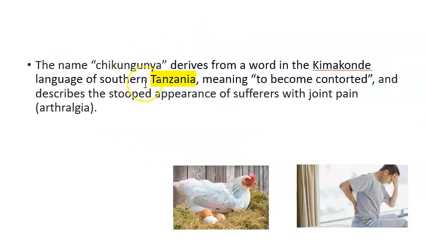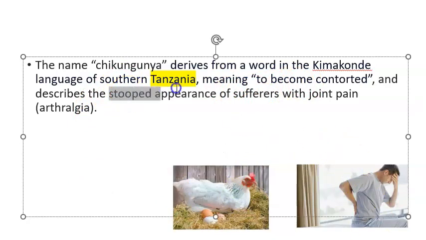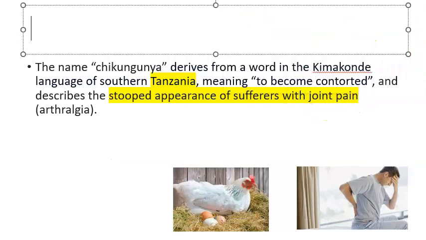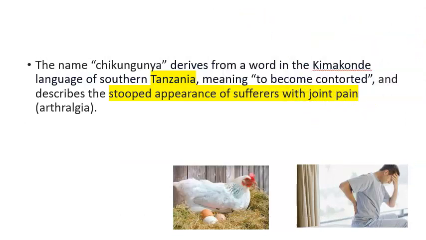So why did this name come, chikungunya? Chikungunya name is from Tanzania itself, from where this virus was first identified. So basically they mean to say the man is looking like the chicken. Stooped appearance of sufferers with joint pain. That is why they have given the name chikungunya, nothing to do with chicken, okay?